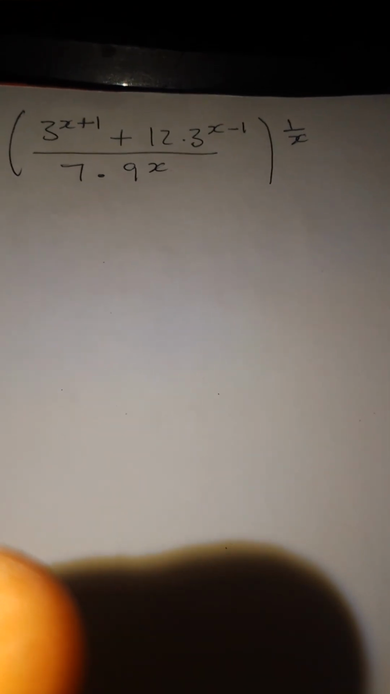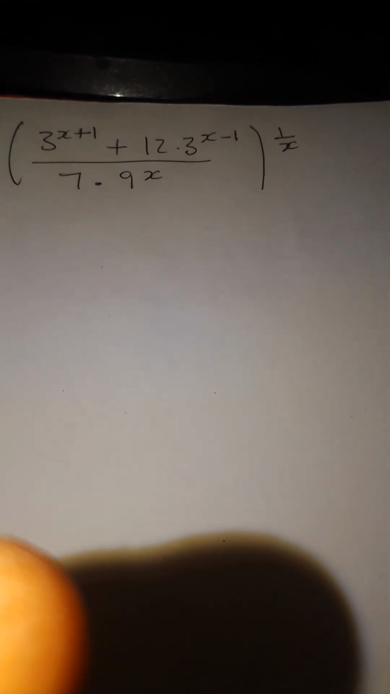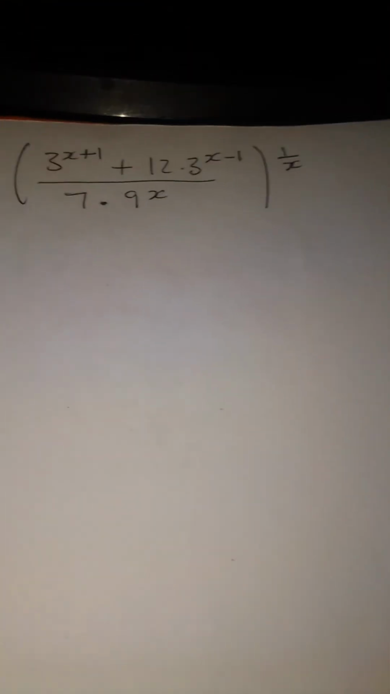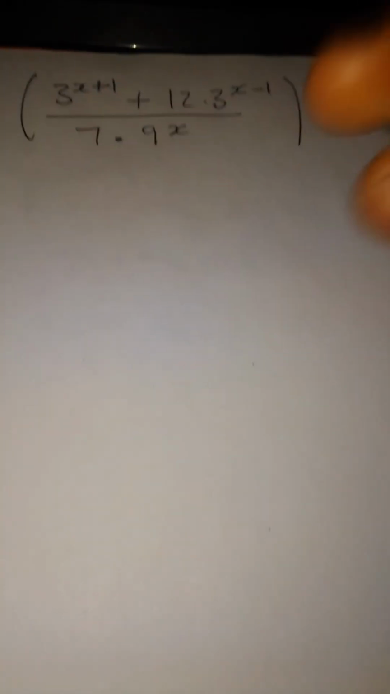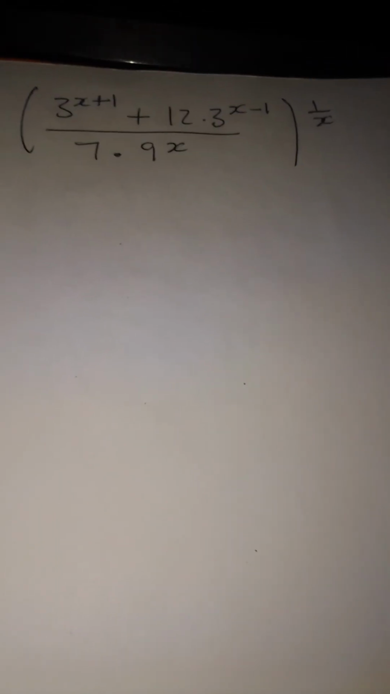The next question, we're having 3 to the power of x plus 1, plus 12 times 3 to the power of x minus 1, over 7 times 9 to the power of x, all of that has an exponent of 1 over x. So guys, also remember that this basically means x. Alright, now the first thing is I'm going to expand some of the values already so that I can see what to do first.